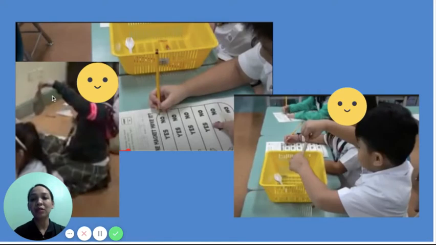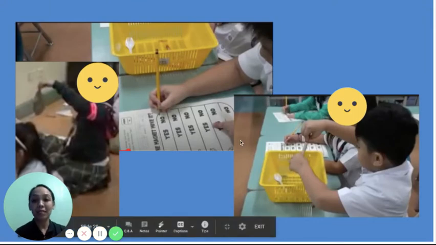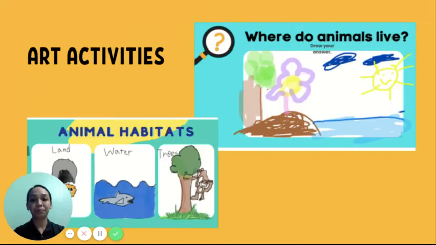So they get to explore and manipulate. So just provide them worksheets where they can answer. So my question here is, how did the magnet move it? So they just need to encircle yes or no after manipulating the items in the basket.